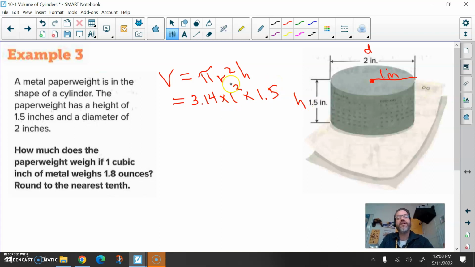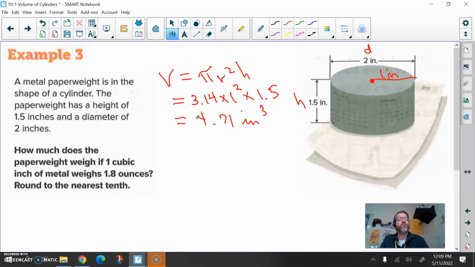Do you know what 1 squared is? 1 times 1 is 1, isn't it? 3.14 times 1 is still 3.14. So really all I have to do is take 3.14 times 1.5. And so I'm going to do that. 3.14 times 1.5, that's 4.71 cubic inches. That's my volume.